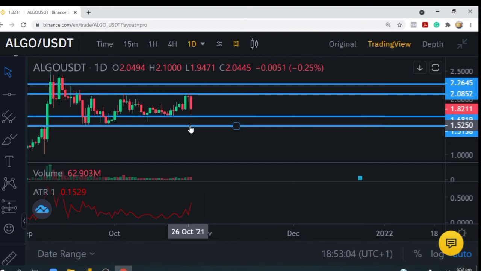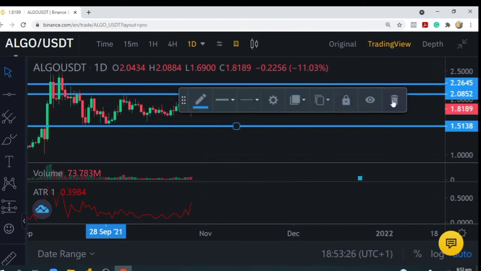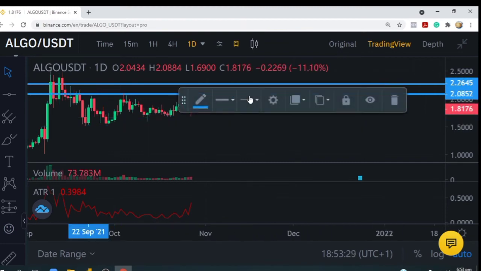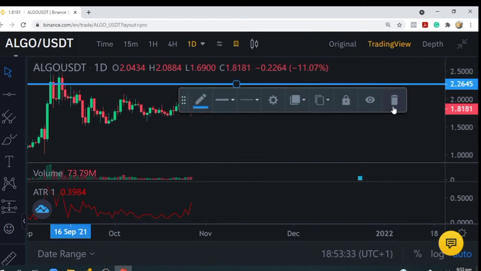Okay, so that is basically how support and resistance work. One thing you need to take note of is that when support is broken, it acts as resistance. Most times when support is broken, it acts as resistance. It's not always, but most times that is what happens, and that is how to identify areas of activity on the chart. So that is it for support and resistance.